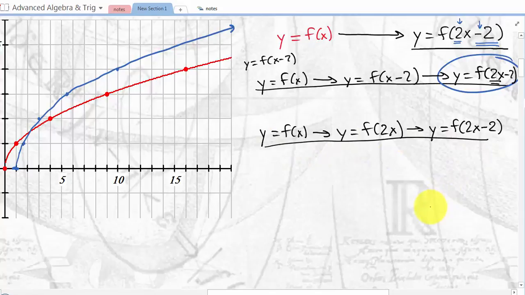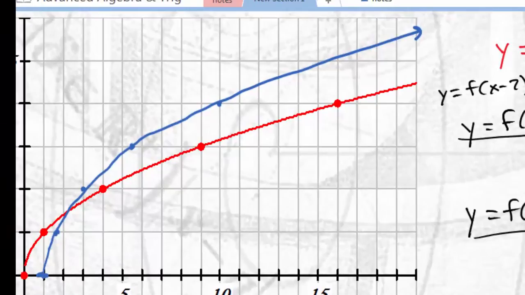So let's go back on the original graph, the red one. First, what do you do? You divide all the x length by 2. So the x coordinate right here is 0 divided by 2, 0. Right here the x coordinate is 1 divided by 2, 0.5. Right here, 4 divided by 2, 2. Right here, 9 divided by 2, 4.5. And finally 16 divided by 2, 8 right here.